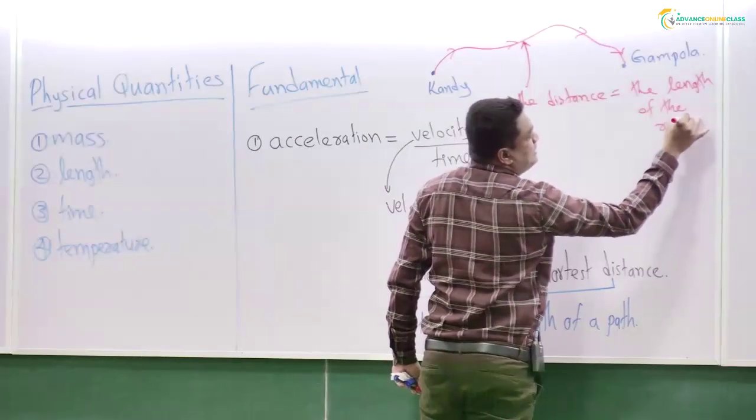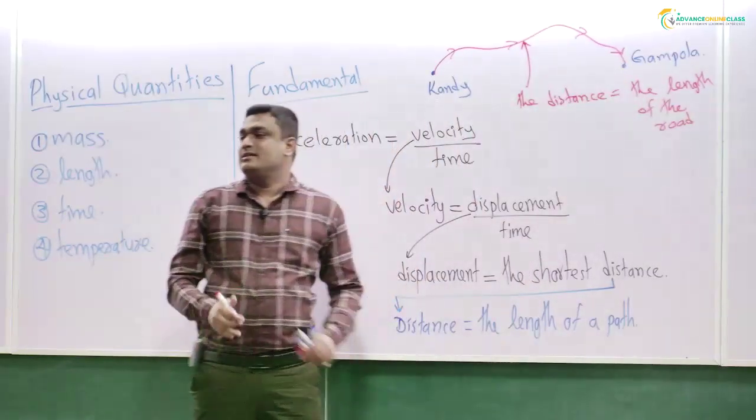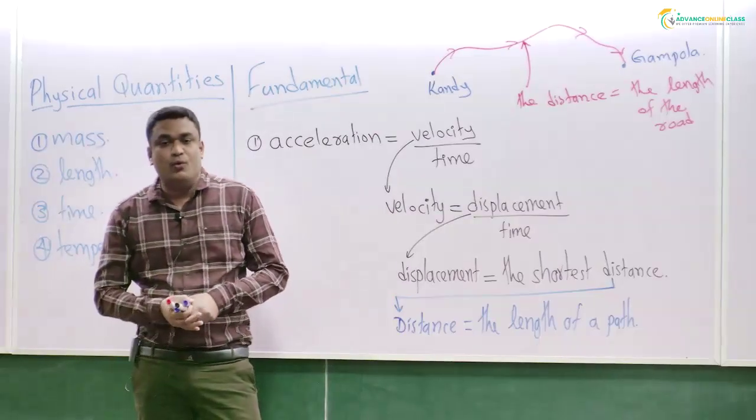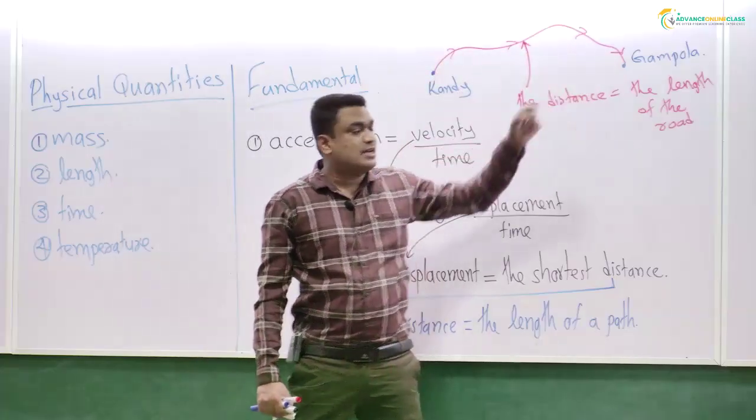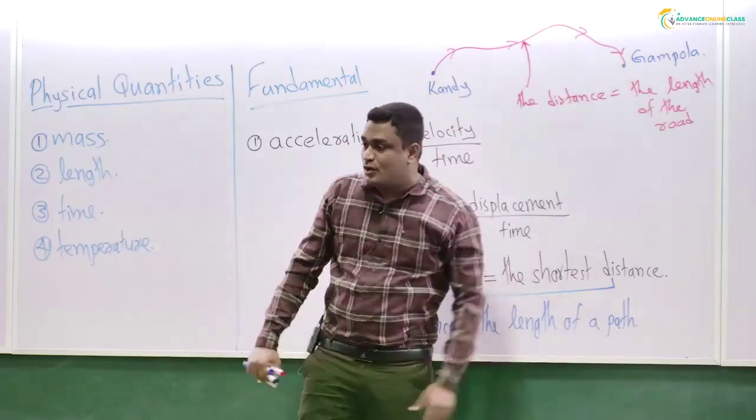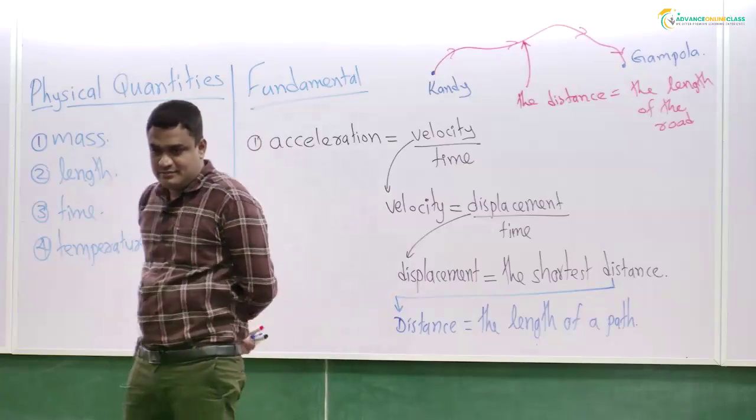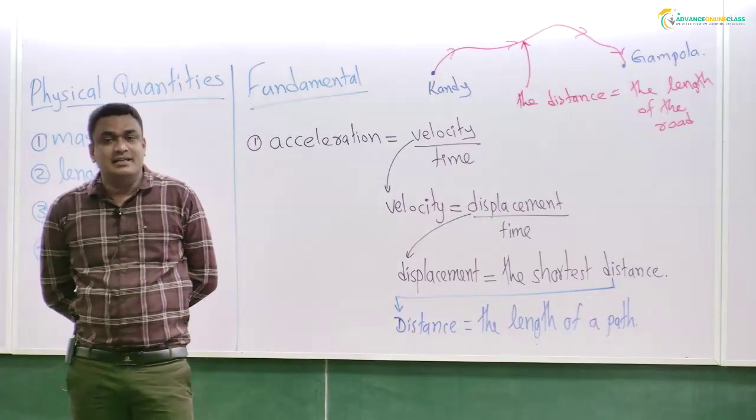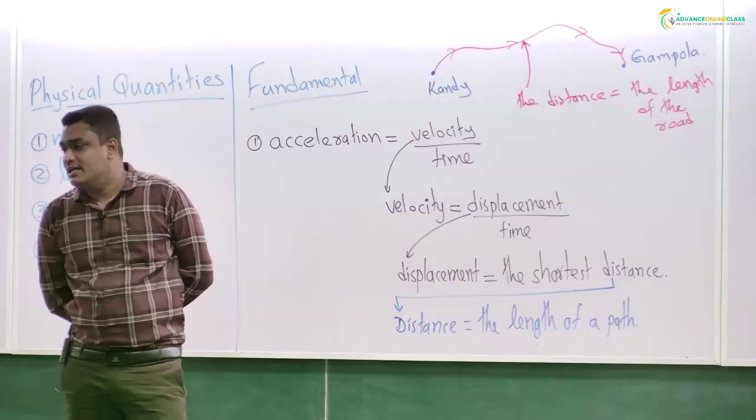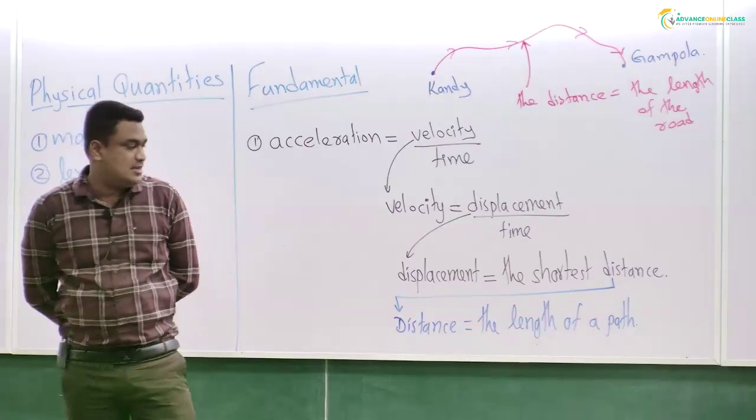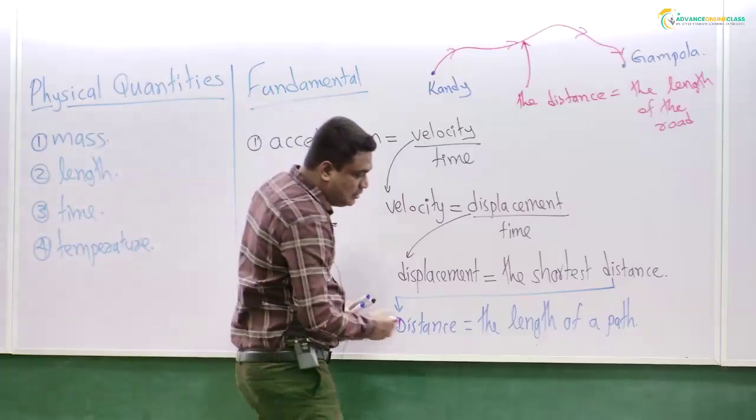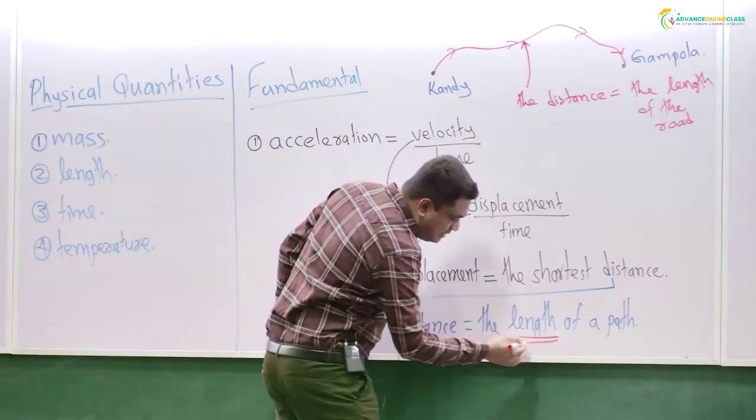For example, if we say Kandy to Gampola distance is 40 kilometers, 40 kilometers is the length of this road. If somebody measures the length of this road, it will be 40 kilometers. Then we say the distance from Kandy to Gampola is 40 kilometers. Got it? Then I asked what length is.